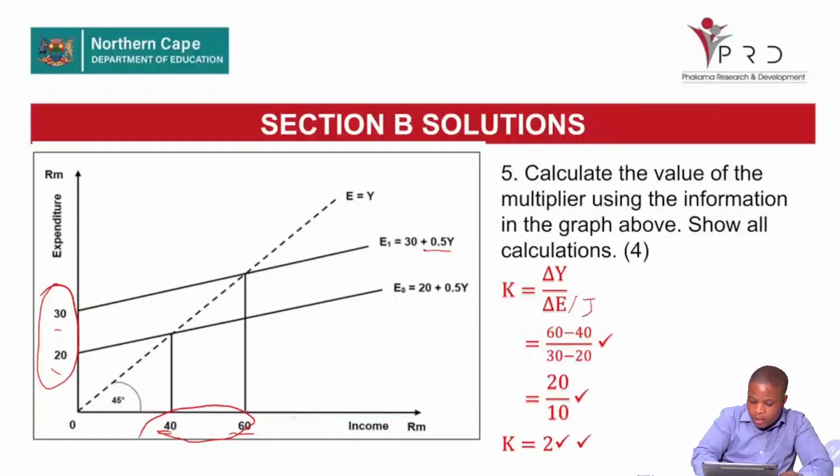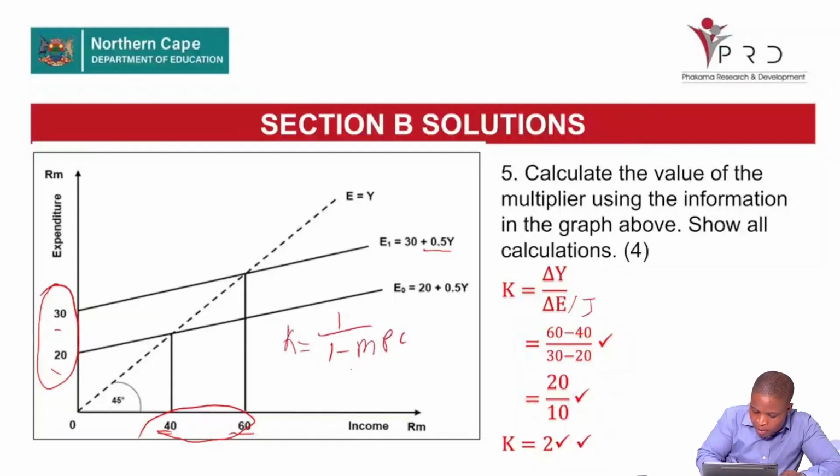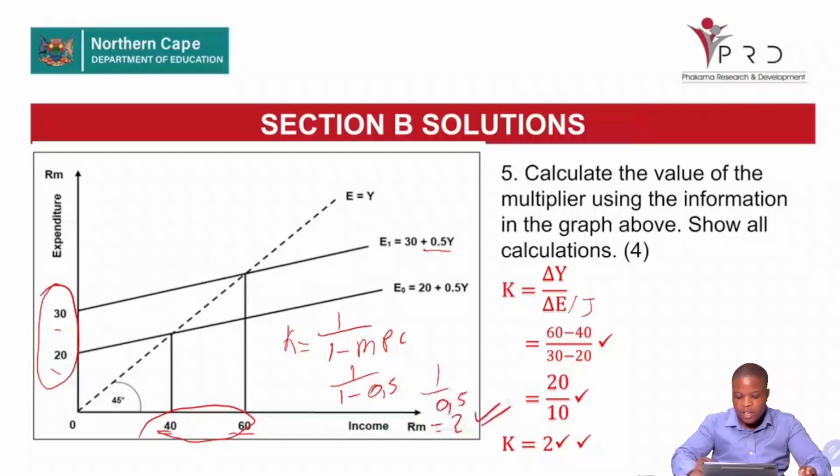Or you can use it this other way, where you say K equals 1 over 1 minus MPC, because you are given an MPC of 0.5. 1 over 1 minus 0.5, which is 1 over 0.5, and your answer still is 2. So it doesn't matter which calculation you have used. If you have used this 0.5, which represents MPC, then you are still correct. Or if you used the other formula, you are still correct.